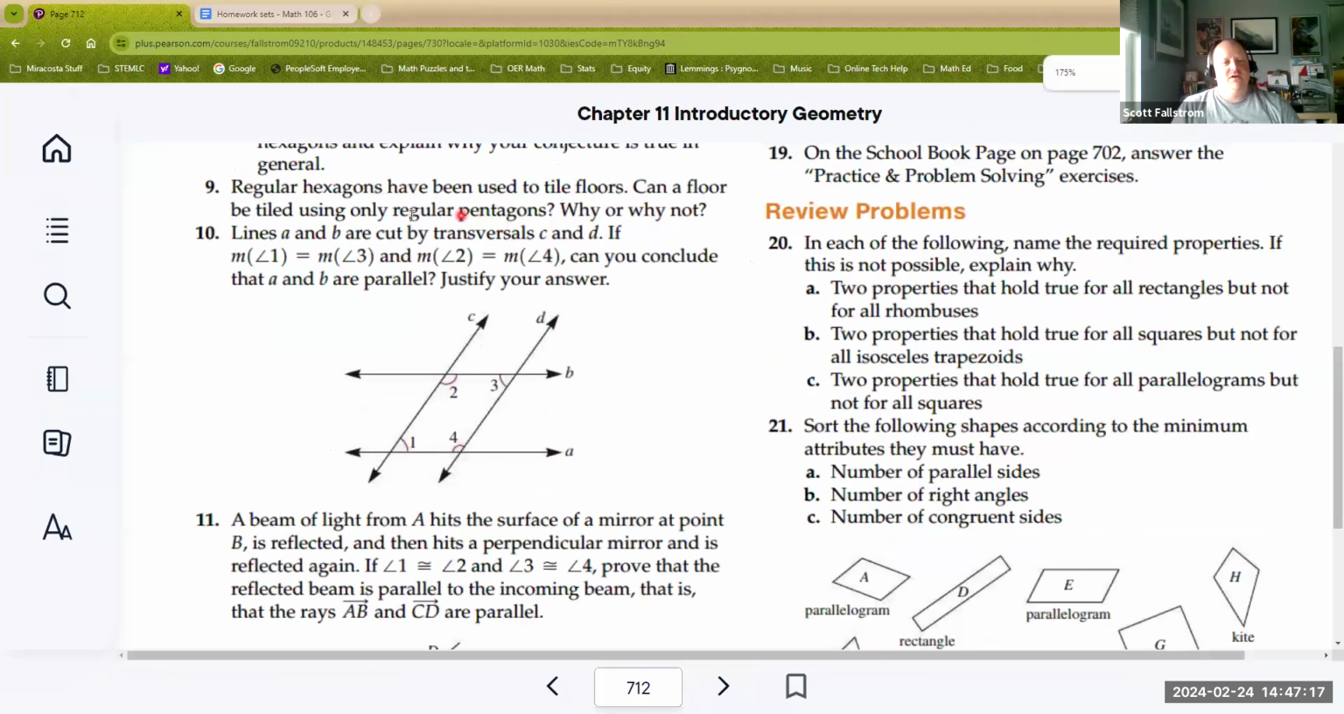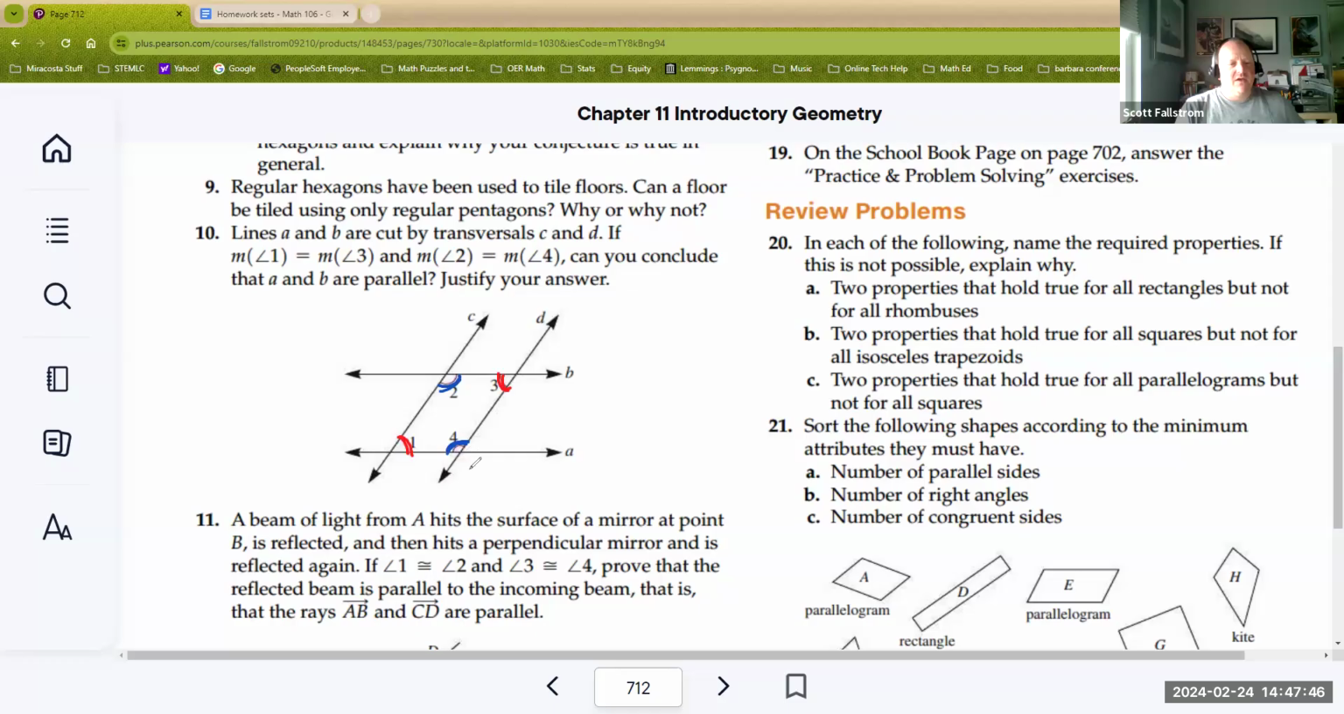Okay. And then A and B are cut by transversals C and D. All right. If measure of angle 1 equals measure of angle 3, and measure of angle 2 equals, I would probably color code these. I get a little lost when they use the same symbols over and over again. So I would say, okay, they say angle 1 is the same as angle 3. Okay, got it? And then angle 2 right up here is the same as angle 4. Okay, so blues are the same, reds are the same.